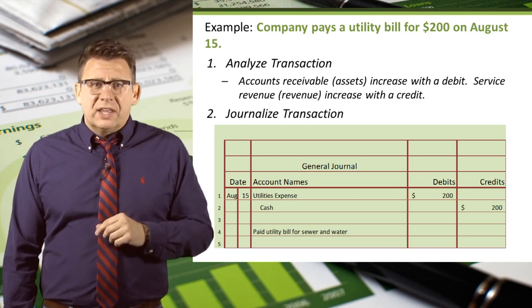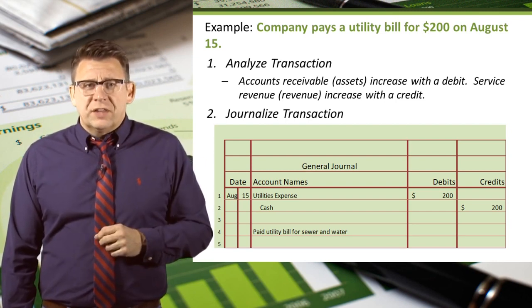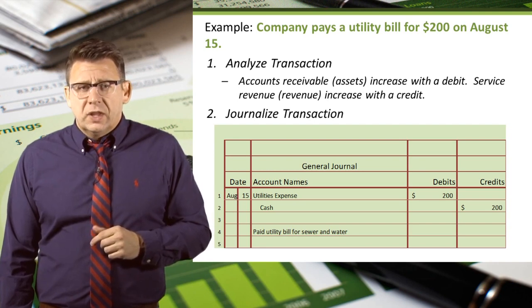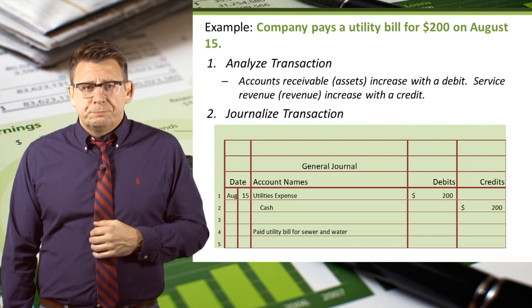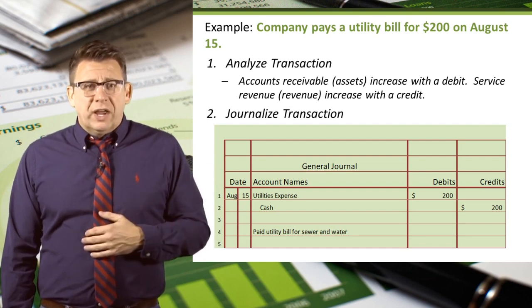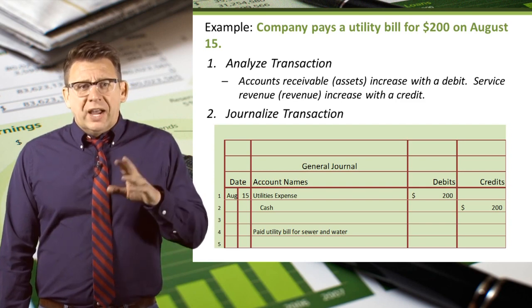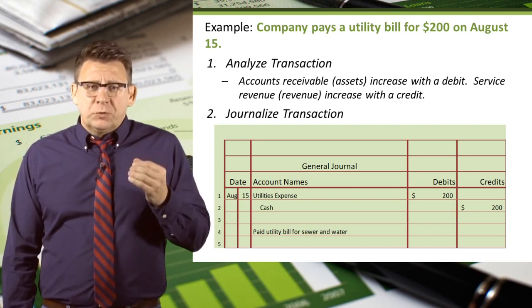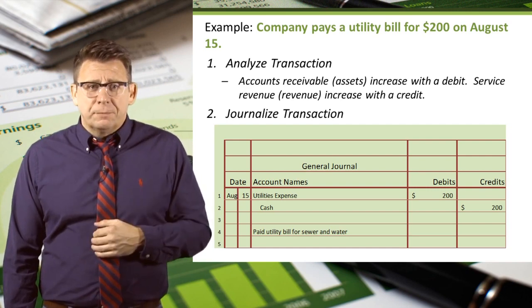We'll want to indent cash, as you can see here, and then $200 in the credit column. Finally, we would enter a description for this transaction. And we've now entered this transaction into the general journal. I hope these brief examples have helped you understand the journalizing transaction step in the accounting cycle.